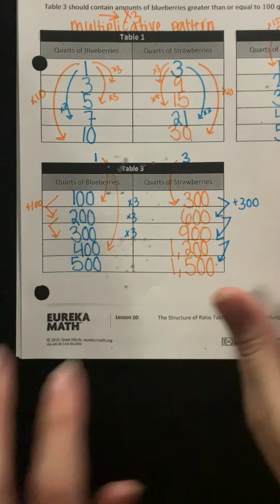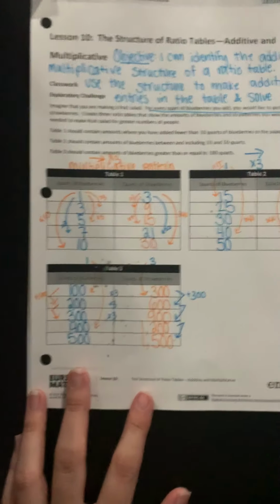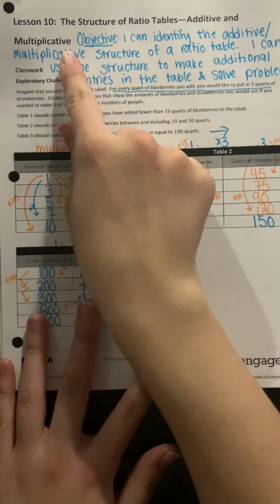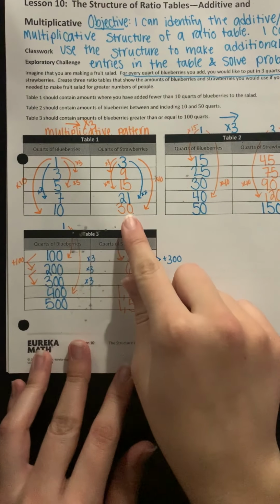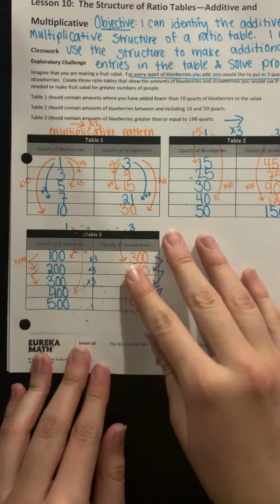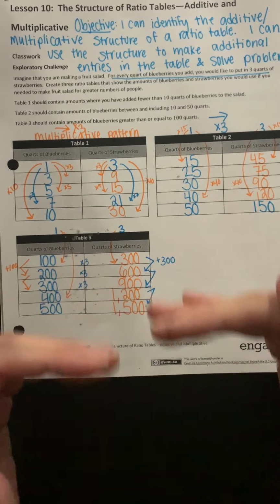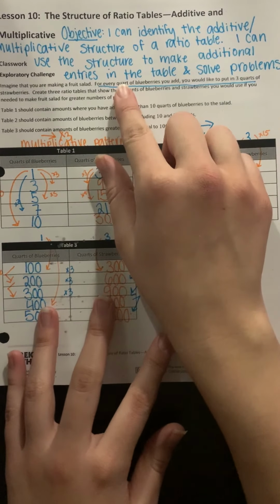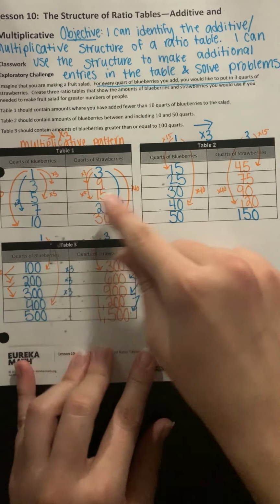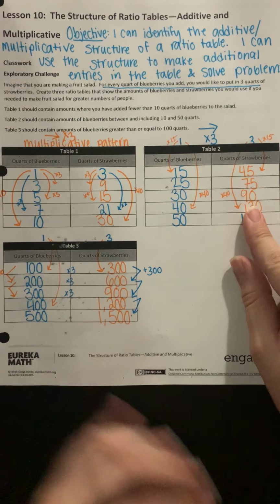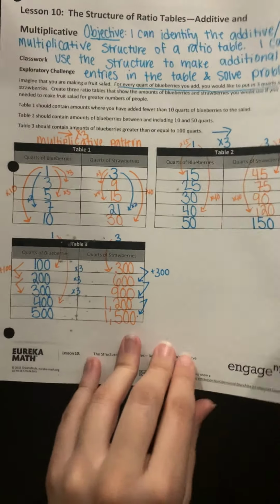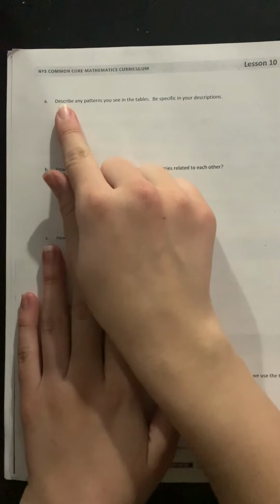So now we have met part of our objective, right? We have identified the structure of the ratio table. So we saw multiplication patterns and addition patterns. That's the structure. It's how the table is put together. And we're going to use these values that we came up with to help us solve problems. So we came up with our additional entries, and now we have some questions to consider when it comes to these problems. So the first question says, describe any patterns that you see in the tables. Be specific in your descriptions.